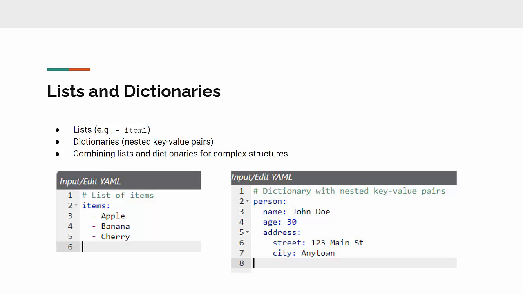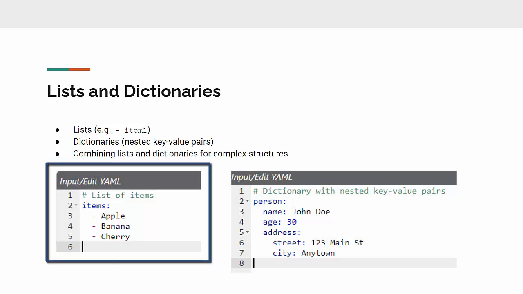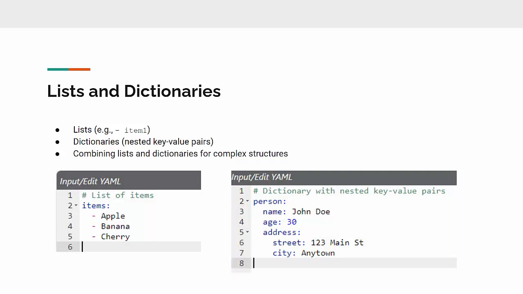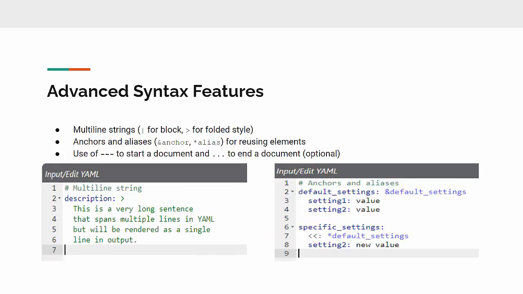YAML's flexibility shines when we use lists and dictionaries to represent more complex data structures. Here we see how to define a list of items and a nested dictionary for a person's details. YAML's use of dashes for lists and colon-separated key-value pairs for dictionaries enables us to model complex relationships in a clean, intuitive format. Building on our understanding of lists and dictionaries, let's move to some of YAML's advanced features.